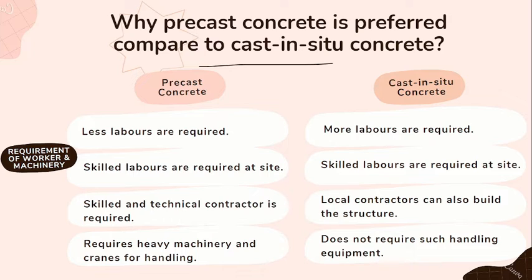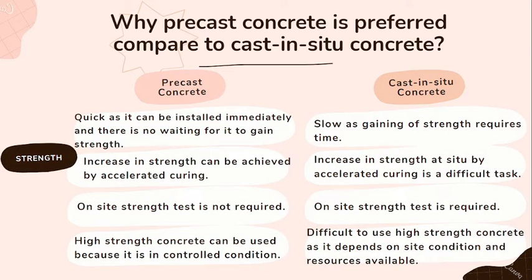Cast in situ concrete requires more labor at site, although local contractors can also build the structure, without requiring such handling equipment. Precast concrete speeds up construction work as it can be installed immediately and there is no waiting for it to gain strength. The increase in strength can be achieved by accelerated curing, and on-site strength test is also not required. High-strength concrete can be used for precast concrete because it is in controlled condition.